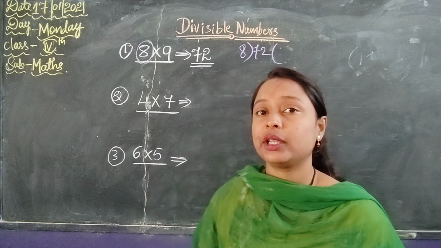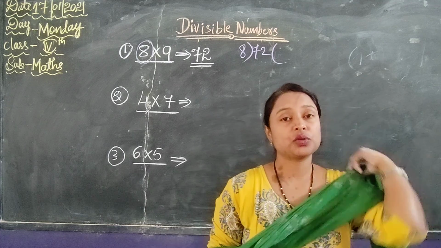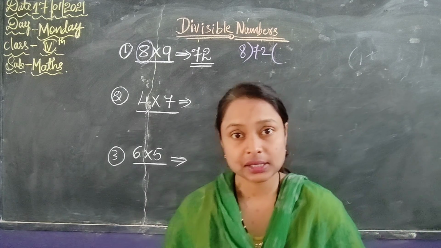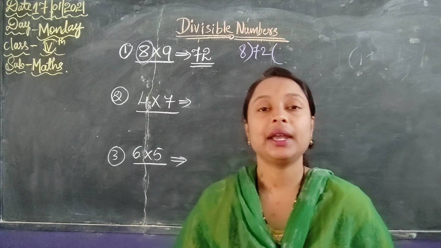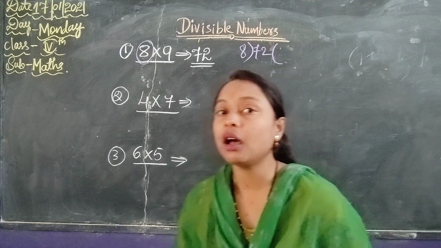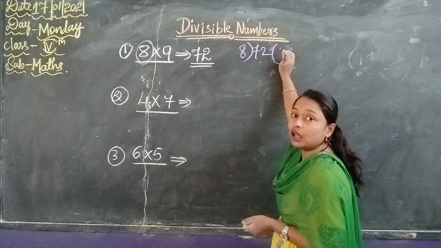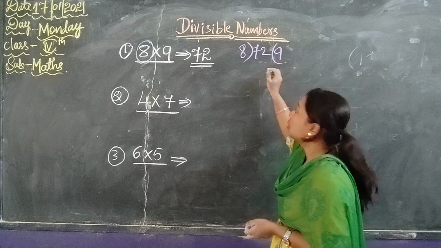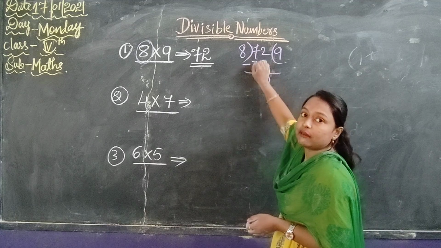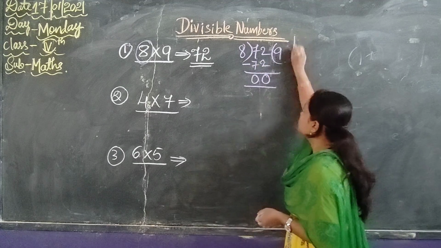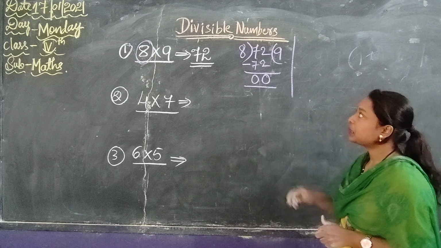On the board only. Again I will tell the table so that you cannot get confusion. 8 ones are 8, 8 twos are 16, 8 threes are 24, 8 fours are 32, 8 fives are 40, 8 sixes are 48, 8 sevens are 56, 8 eights are 64, 8 nines are 72. So 8 nines are 72. 2 minus 2, 0. 7 minus 7, 0. So the answer here, remainder is 0. Now we have done.